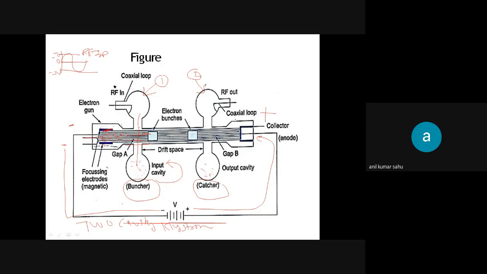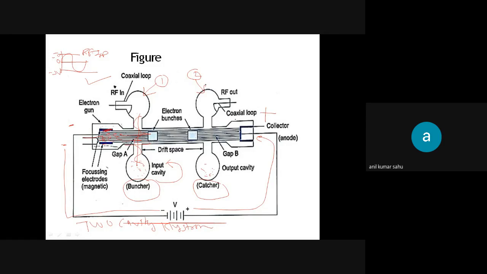So here you can see that there is an electric field because of the RF input and the bunch of electrons. In the buncher cavity there is an interaction, a modulation, between the electron and the RF input. So the electron and the RF input will interact at the buncher cavity.